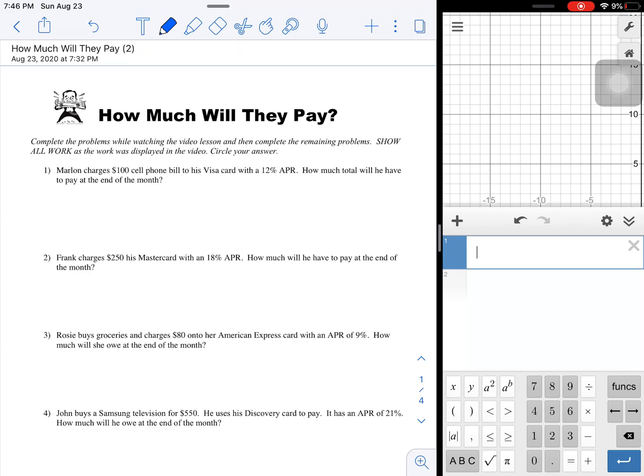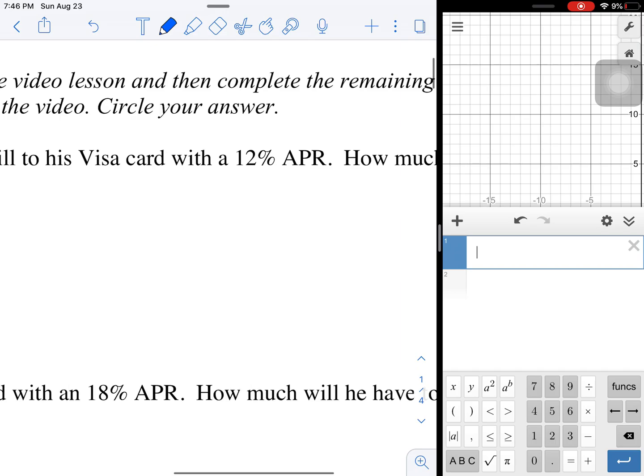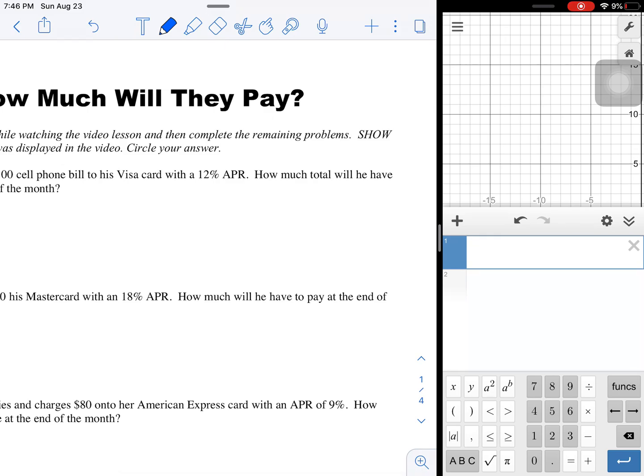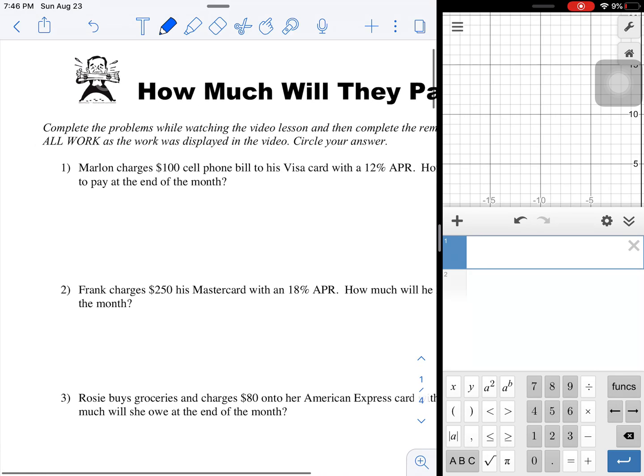Marlon put his $100 cell bill onto his Visa card, and the APR is 12%. So APR, annual percentage rate, but he wants to know how much his total will be at the end of the month. Well, 12% is at the end of the year. We want the end of the month. So the first step that you're going to do is you're going to convert it to a monthly APR, okay, a monthly rate, not a yearly rate.